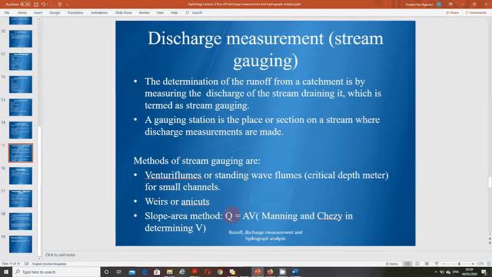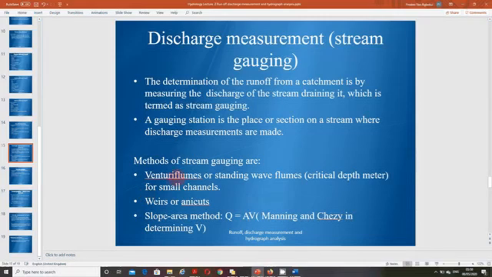Normally, most of the expressions for stream gauging are based on fluid mechanics concepts. You know this expression Q is equal to AV, which is the discharge equation, the continuity equation, and it features prominently in these techniques. So for the methods of stream gauging, there are three techniques.